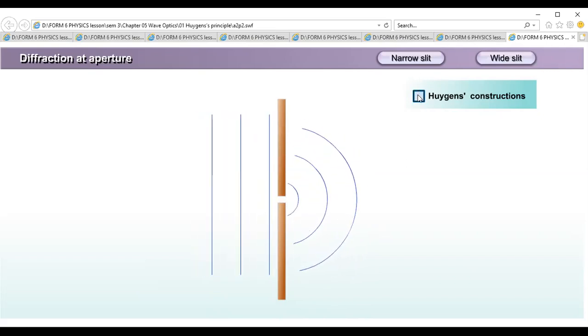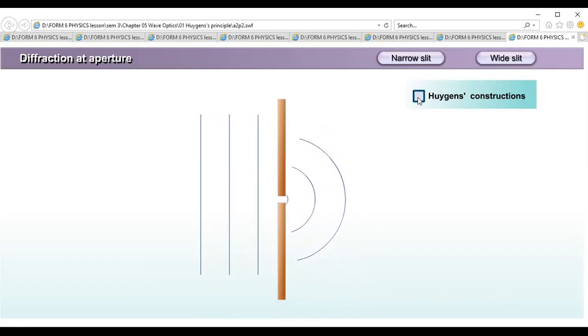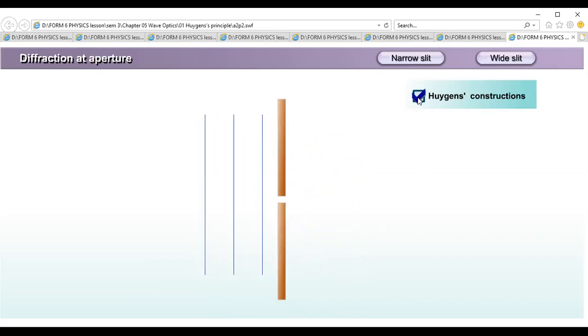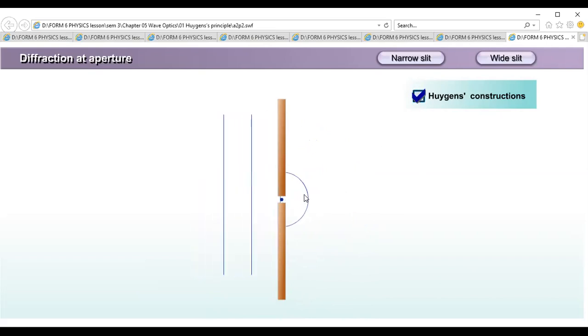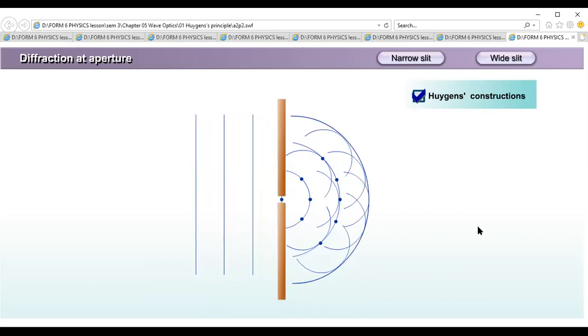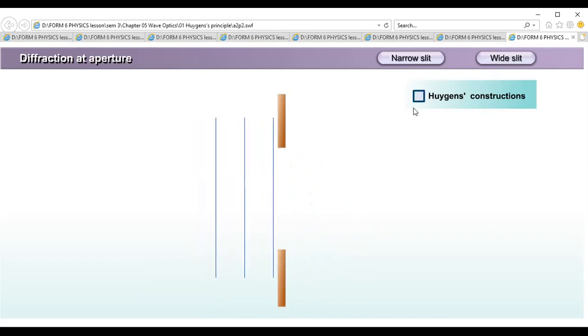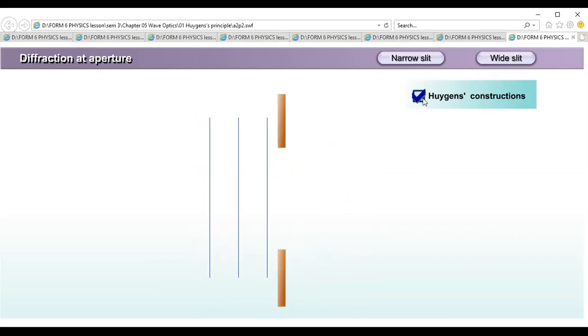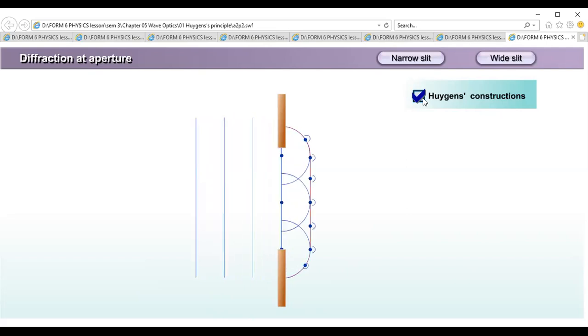For the Huygens construction, we notice that the wave passes through and the wave is repeated and produced, and this we call the Huygens Principle. For the wide slit, how is the Huygens construction? Okay, still the same thing is produced due to interference phenomena.